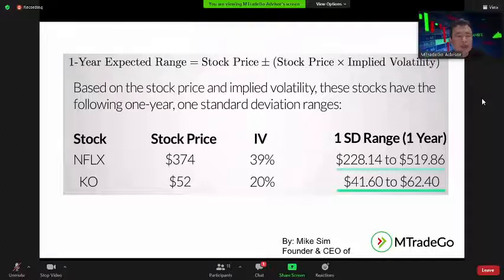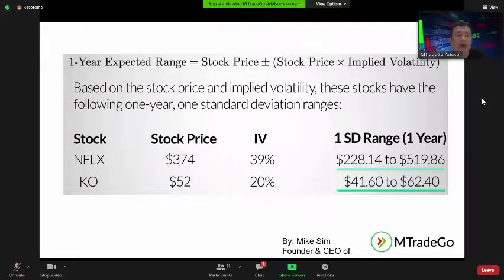So basically you can see, the higher the IV, the bigger the range. Or they call it one standard deviation. Those people who studied finance deeply know what standard deviation is. It has a bell curve like that. Give an example for Netflix, the stock price is 374. If the IV is 39, you will know Netflix will fluctuate within 1 year between 228 and 519. How to get it? It's very simple.